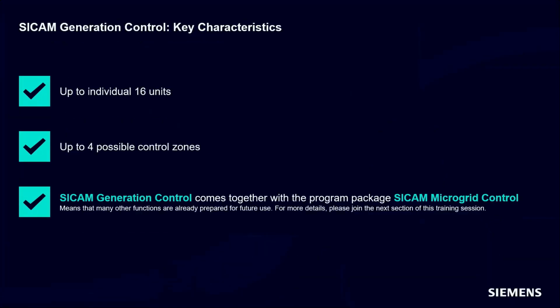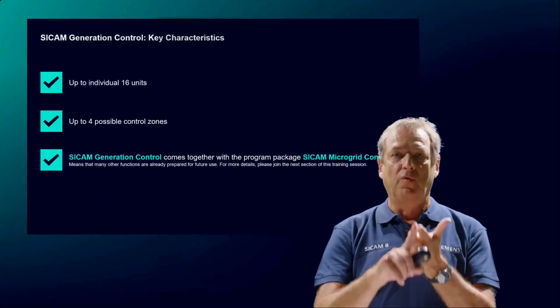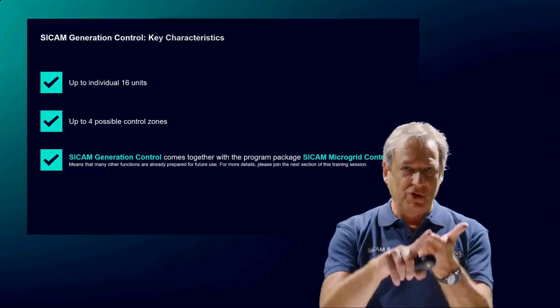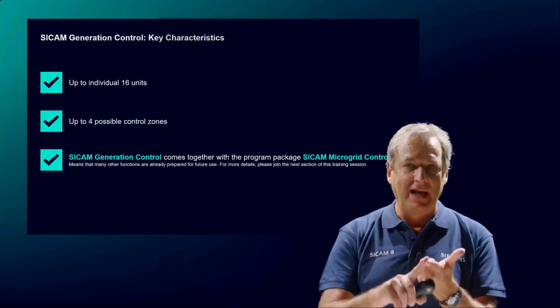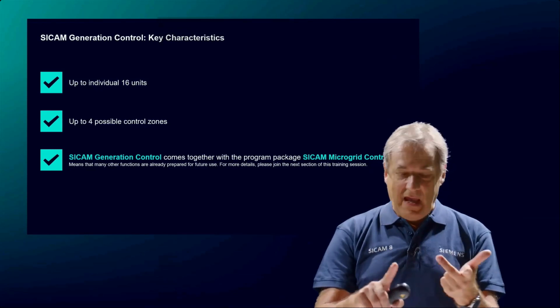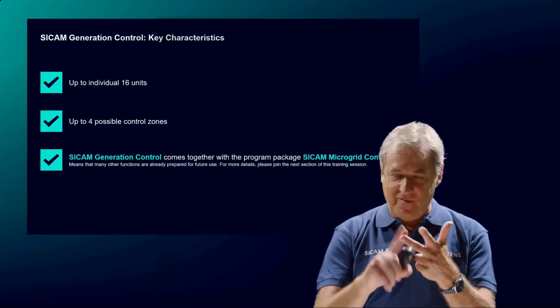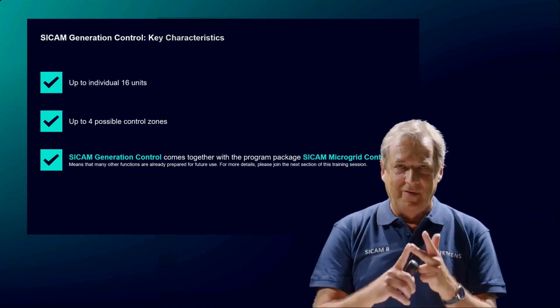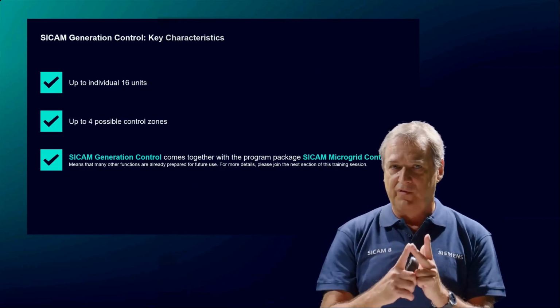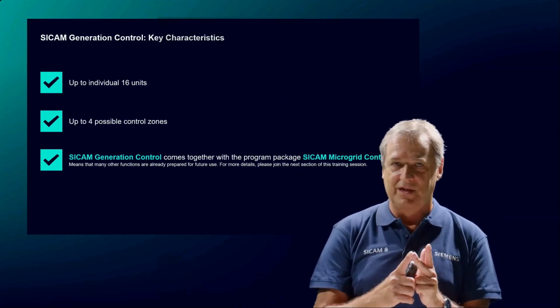Here on the last slide of this section, the most important characteristics of SICAM generation control are shown. First, up to 16 units can be controlled. Then, the control program can handle up to 4 control zones, and each of them can have an individual tie line to a public grid. And here comes something very important. And perhaps that's the most important information of this presentation.